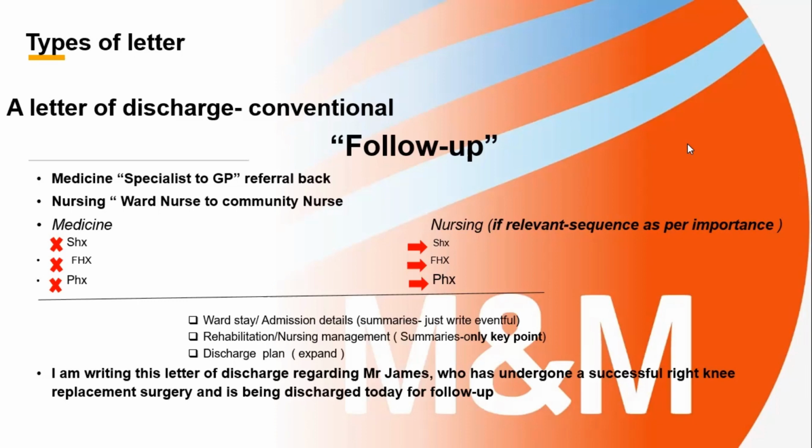Basically, we have to see that in a medical letter, social plus family history plus past medical history is not relevant. Now, we can see the letter format. It can be written in the sequence of the letter. Let's say ward stay or the admitting details, right? Then we have the rehabilitation, right? And the discharge plan.